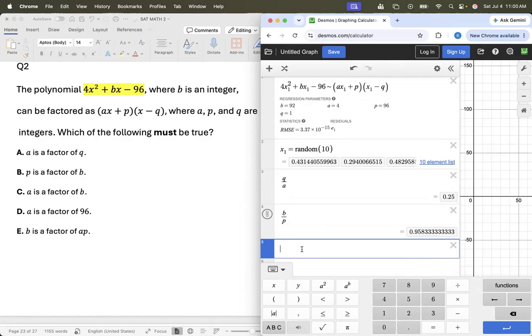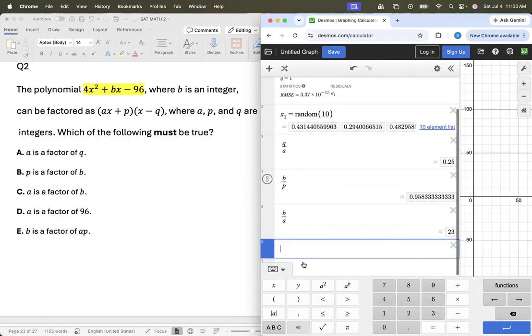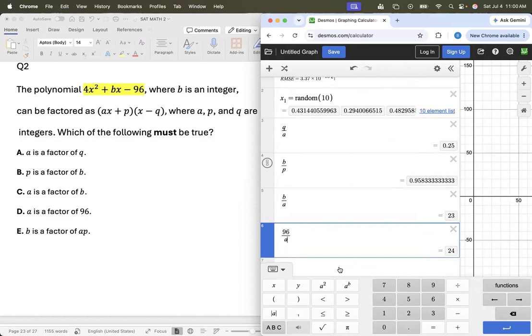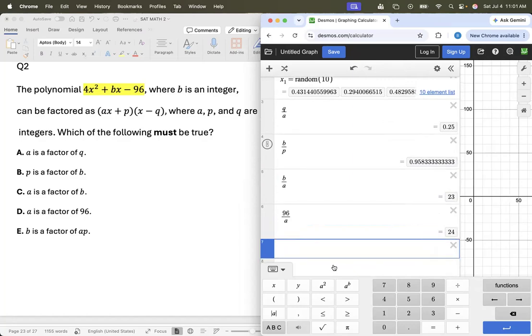A is a factor of B. Okay, B over A, you get 23. Is it true? We'll come back, we'll talk about it. And then A is a factor of what? 96. 96 and A, you get 24. Then the last one is a what? B is a factor of AP. AP over B. That one is clean.